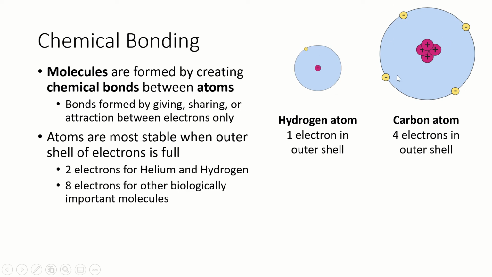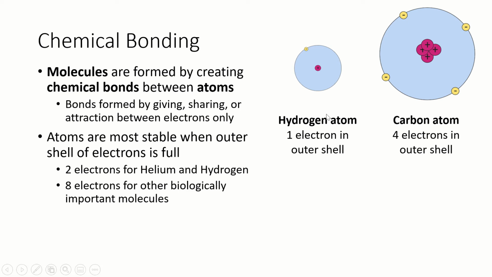Now, all atoms are most stable when their outer shell of electrons is either completely empty or completely full. And for everything except hydrogen and helium, that means that the shell inside is going to be completely full. Anyway, for hydrogen and helium, remember those are the top two on our periodic table. They only have a max of 2 electrons.